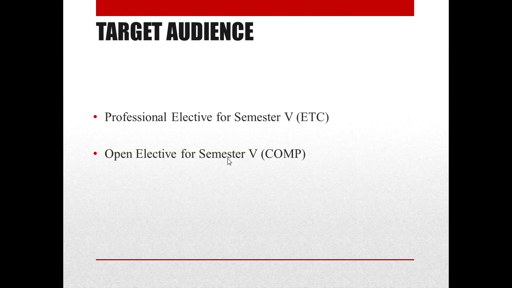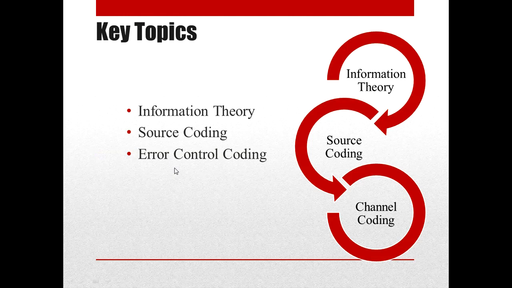So basically, who is eligible to take this particular course? Now this course is offered as a professional elective for semester 5 electronics and telecommunication engineering students, as well as it is offered as open elective for semester 5 computer engineering students. The 3 key topics in this particular subject are information theory, source coding and channel coding.